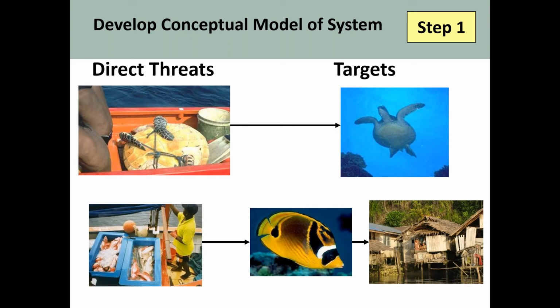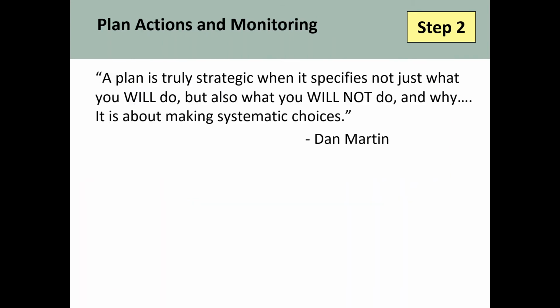So we're trying to understand the system that's going on. Step 2 then says, well, how are we going to treat our actions as interventions to change that system? And what makes a plan strategic in our point of view is that it specifies not just what you will do, but also what you're not going to do and why.